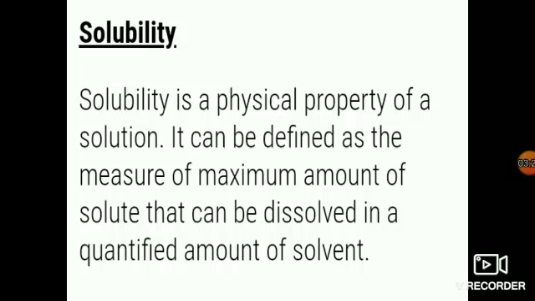Next we'll go for solubility. We'll understand what solubility is. Solubility is a physical property of a solution. It is defined as the measure of the maximum amount of solute that can be dissolved in a quantified amount of solvent. So if you take a particular amount of solvent, how much solute you can dissolve there defines the solubility of this solution.